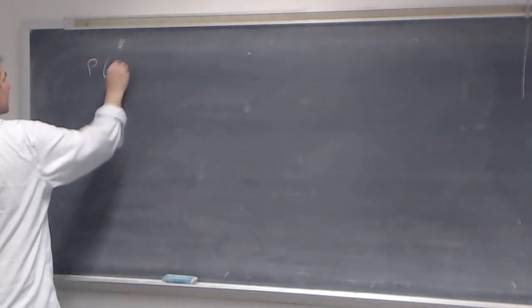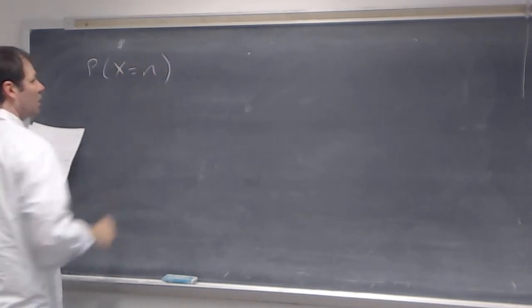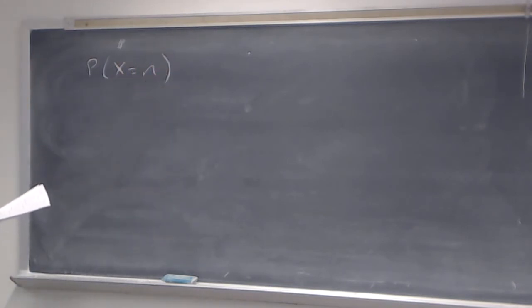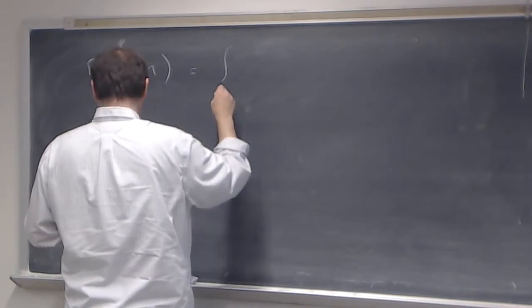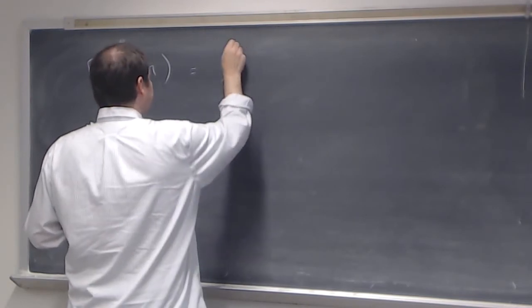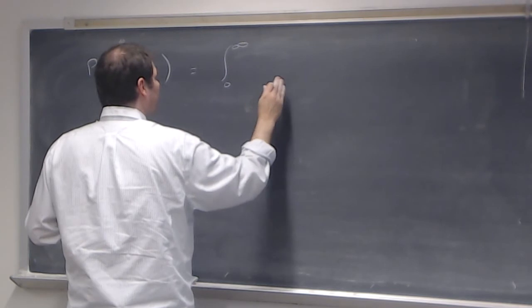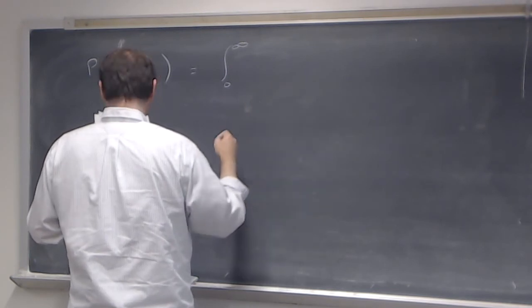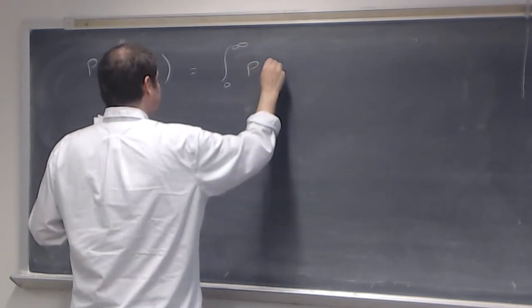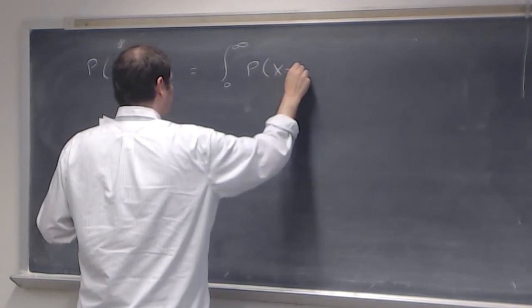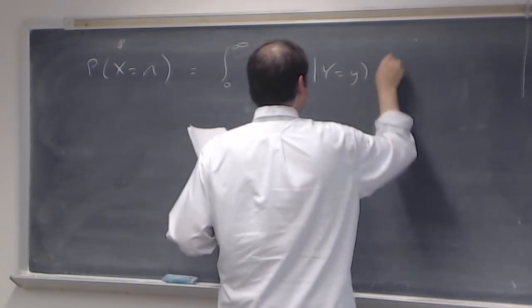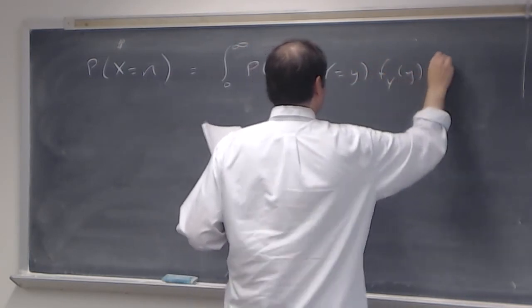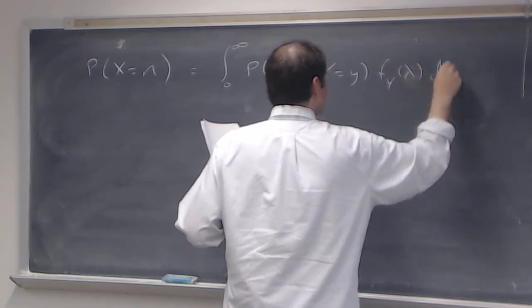Probability that X is equal to n. Okay, now Y in this case is gamma distributed. Gamma is a continuous type of random variable, so this is going to be equal to the integral from 0 to infinity, because we're integrating with respect to lambda, and lambda is greater than or equal to 0. It's the probability of X equaling n given Y equal to y, times f sub Y of y, by our fact. Here it should be lambda, d lambda.